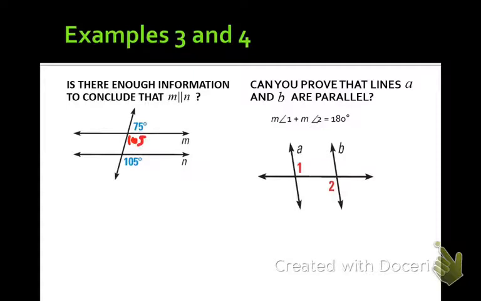If this is 105, what is this angle? Aaron? 75. Now can I say the lines are parallel? By what, Aaron? They're not alternate interior angles. What are those two?